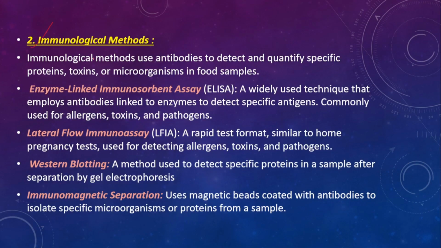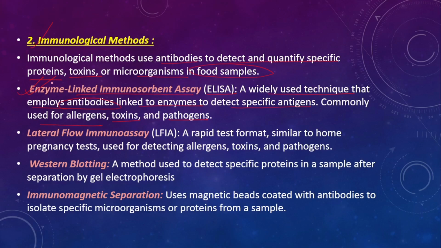Next is the immunological methods. These use antibodies to detect and quantify specific proteins, toxins or microorganisms in the food samples. What is enzyme linked immunosorbent assay, ELISA? A widely used technique that employs antibodies linked to enzymes to detect specific antigens, commonly used for allergens, toxins and pathogens.